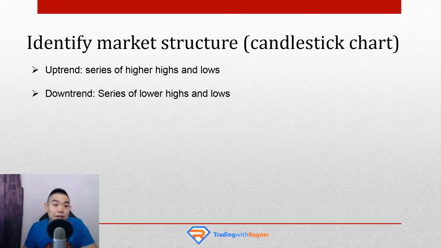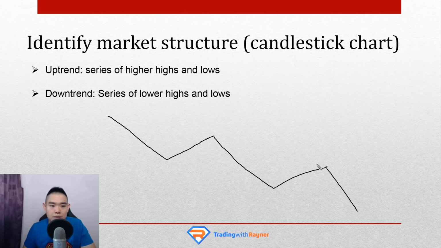Next, we have what we call a downtrend. This is in essence the opposite. The price is heading lower over time. It heads down, makes a pullback, heads down lower, makes a pullback, heads down lower. If you look at this big picture wise, you see a series of lower highs and lower lows.